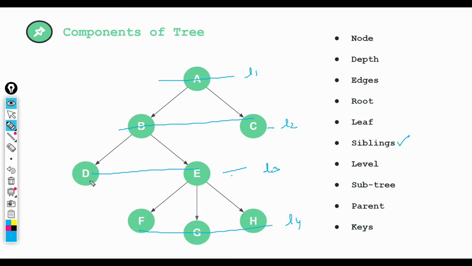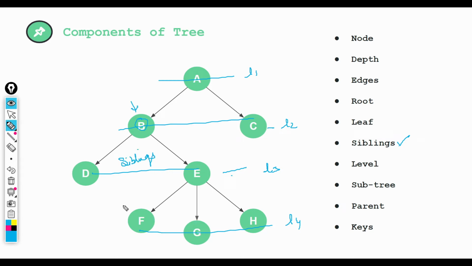Now let's talk about D and E. D and E nodes are in the same level, that is L3. So the first property is true, and the second one is that both nodes should be pointing to the same parent. So yes, D and E, both nodes are pointing to the parent B. So it means these both are siblings, right?